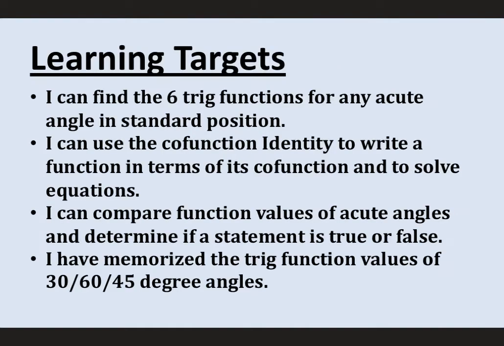So we're going to find the 6 trig functions for any acute angle in standard position. We can use the cofunction identity to write a function in terms of its cofunction. We can compare function values of acute angles to determine if a statement is true or false. And then lastly, we're going to be focusing on these 30, 60, and 45 degree angles. Those end up being our most important angles that we use the most often.